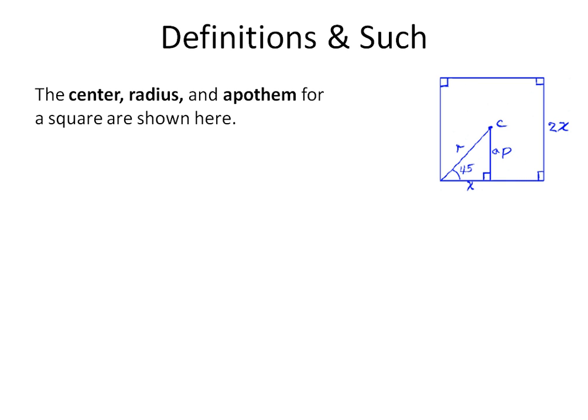Okay, so if you notice here, what we've got is a 45, 45, 90 triangle. That means that the apothem is the distance from the center to the midpoint of the side. X is the distance from the edge to the midpoint, and 2x is the length of the whole side. Okay, so we're going to look at this, and the radius is this thing running right here.